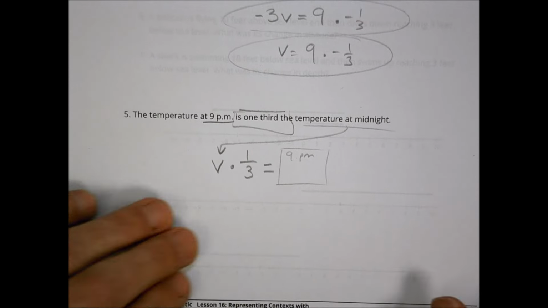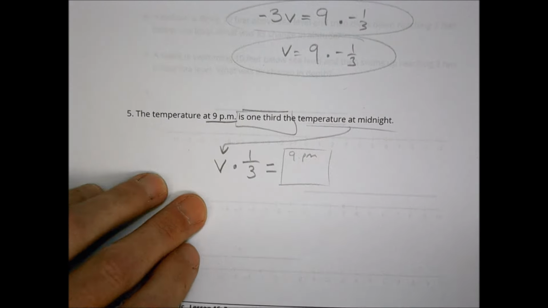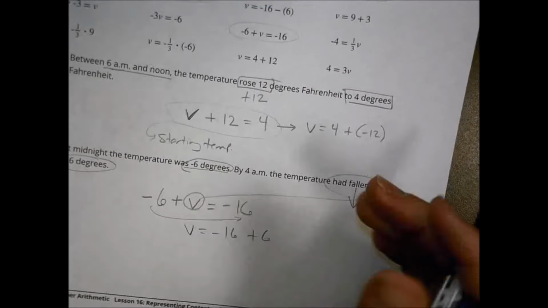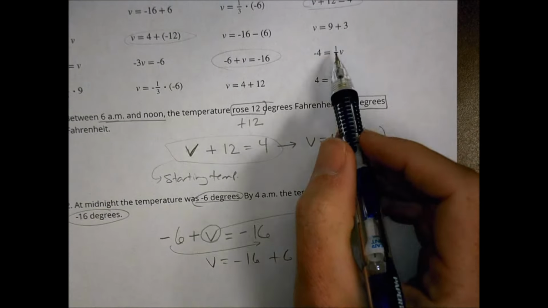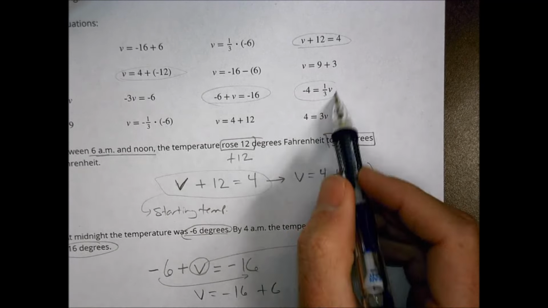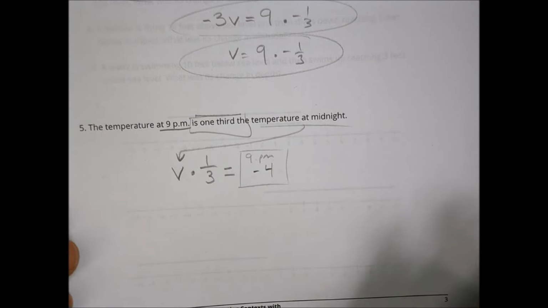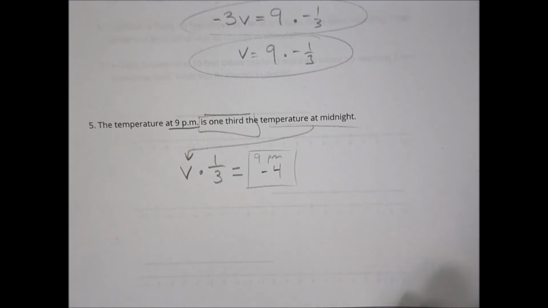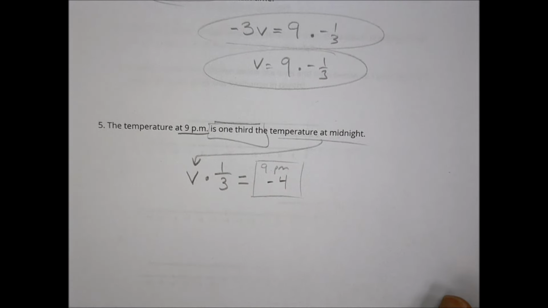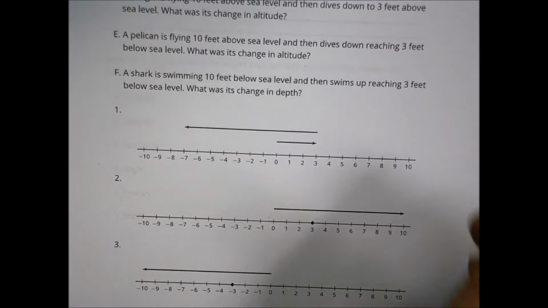So I look back up at the equations I had to choose from. The only one that would work is I do have a v times 1/3 equals -4, so we're going to go with -4 right there. All right, and that's the idea. That's all I got there. So we're going to leave it like that and move on to the next one.